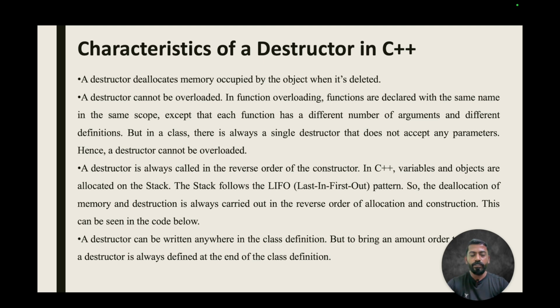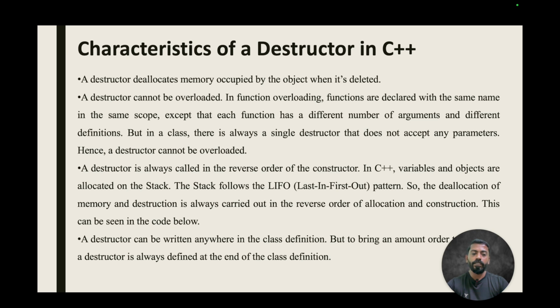So here the destructor destroys the objects in the reverse of the order in which the constructor created them. The constructor creates from bottom to top, but the destructor starts from top to bottom. That is the reverse pattern of the constructor. The destructor can be placed anywhere in the program, but it still works at the last. A destructor cannot be overloaded.